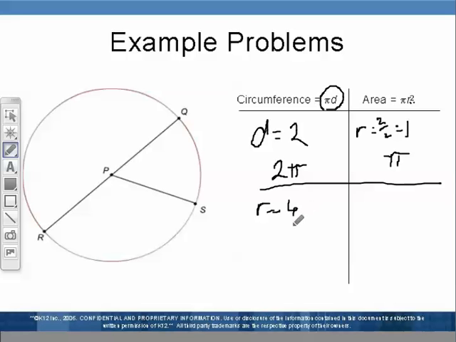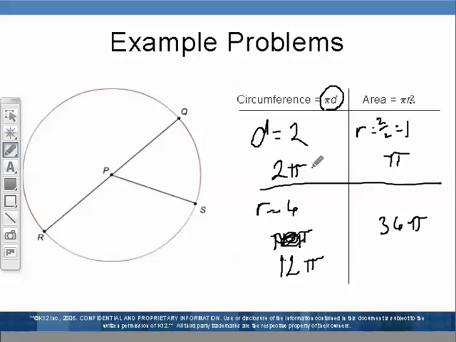Then my circumference is going to be 2 times 6 is 12, 12 pi. If I take that same 6 and stick it over here into my formula for area, 6 squared is 36 pi. Can you see how I'm leaving that term pi in the answers every time?